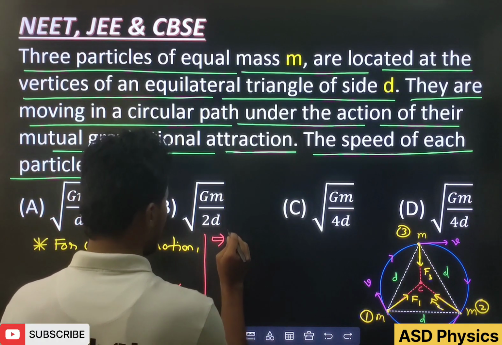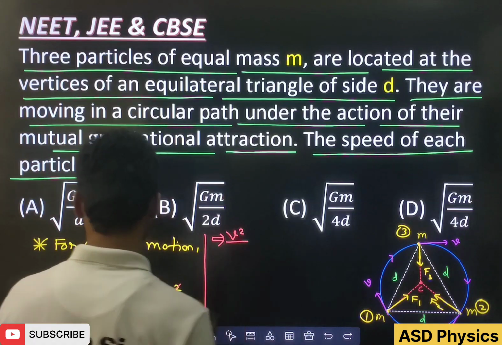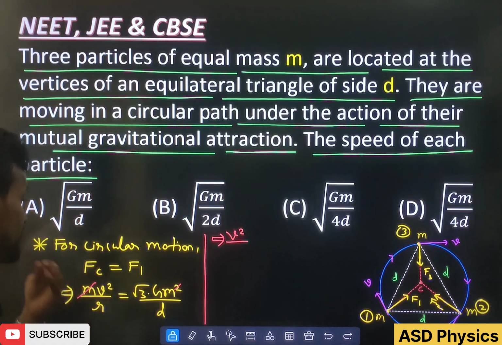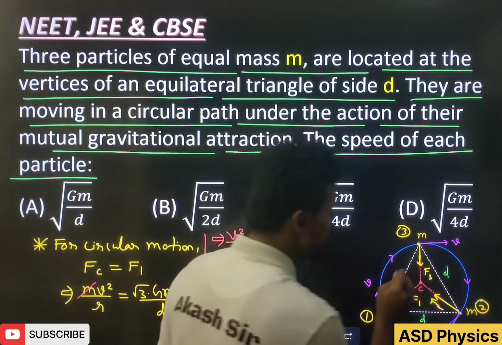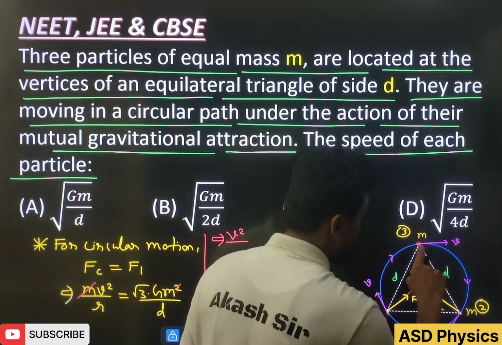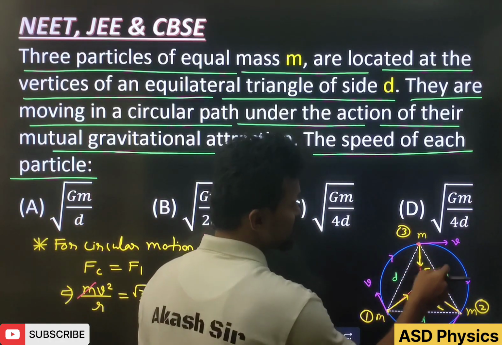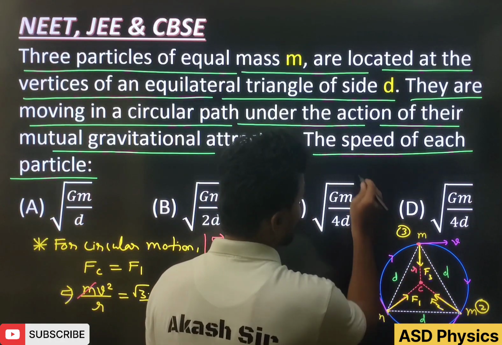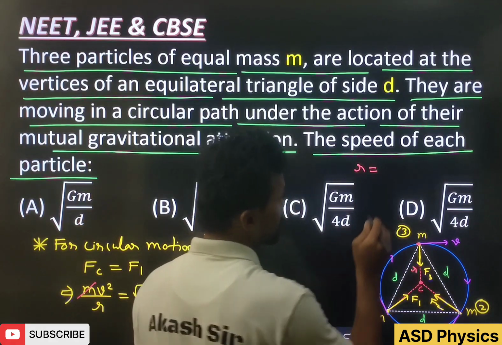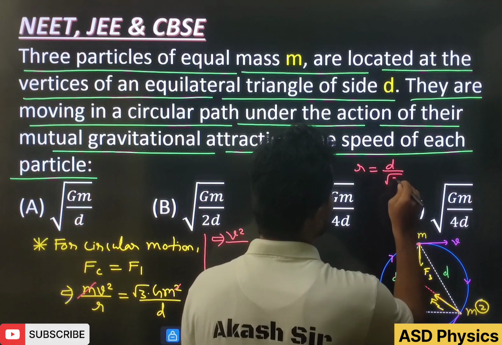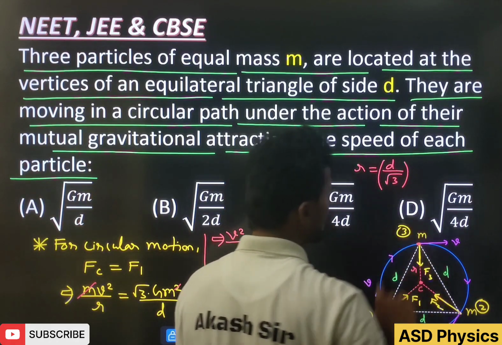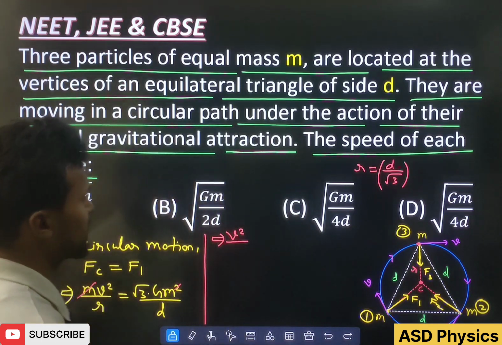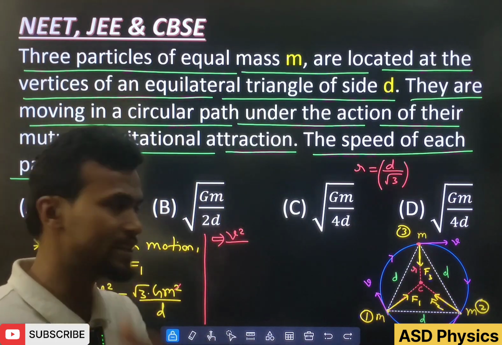Kindly see here, I can write v square. What is the value of r? Remember that here r means from here to here. If this is d, then this radius r will be d by root 3. This long length will be d by root 3. Even by basic mathematics we can get it, not a problem.